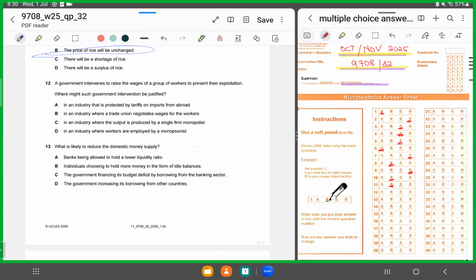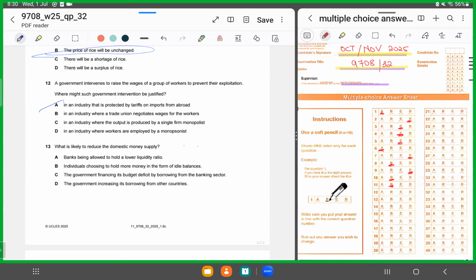MCQ number 12 says a government intervenes to raise the wages of a group of workers to prevent their exploitation. So now the government intervenes in order to ensure that the supplier does not exploit workers by paying them less. Where might this government intervention be justified? Where do you think government intervening makes sense? Now, A says in an industry that is protected by tariffs on imports from abroad. It cannot be A because tariffs protect domestic firms, not workers.